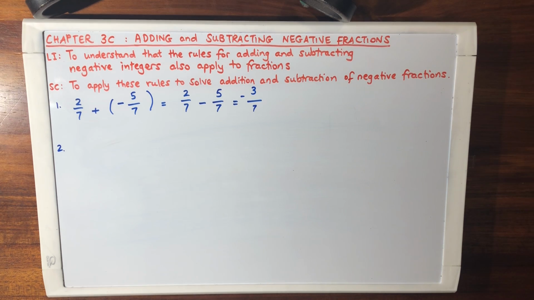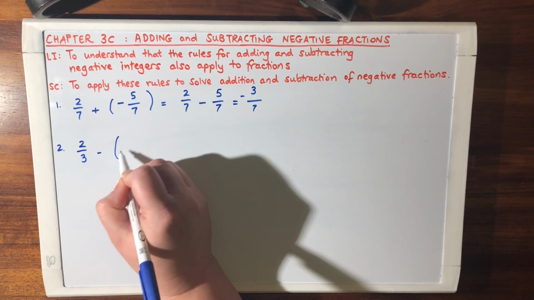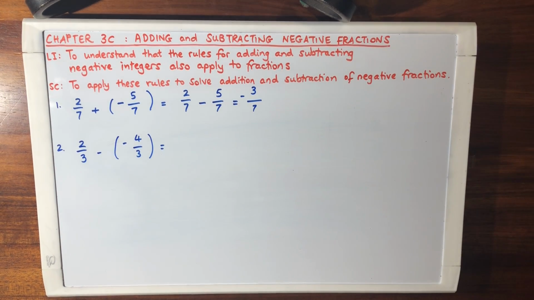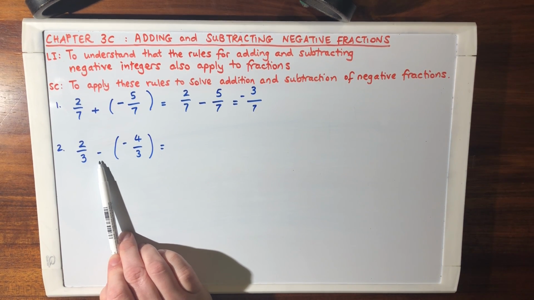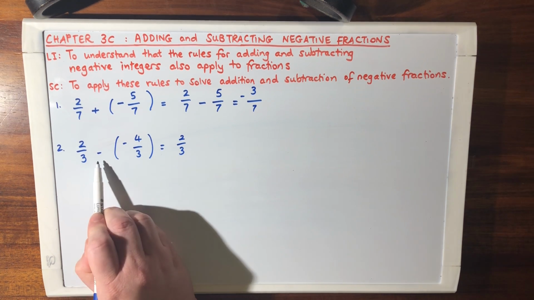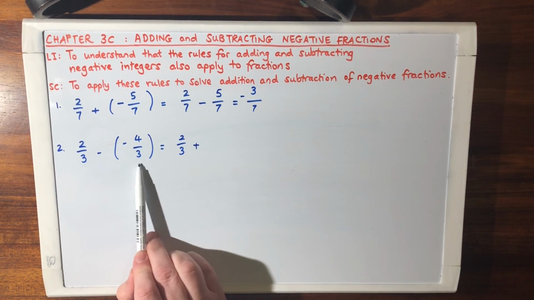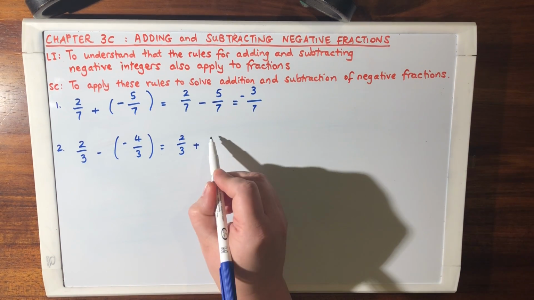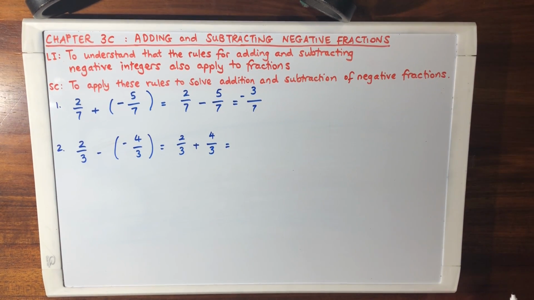Our second example, 2/3 take away -4/3. Let's have a look at this example. What would I need to change this operation to? Of course, it's a negative now, and so we change it to a positive. Then this term here, we'd need to change it to its opposite. So right now it's a -4/3, we change it to a +4/3, and now it's a simple addition of fractions.